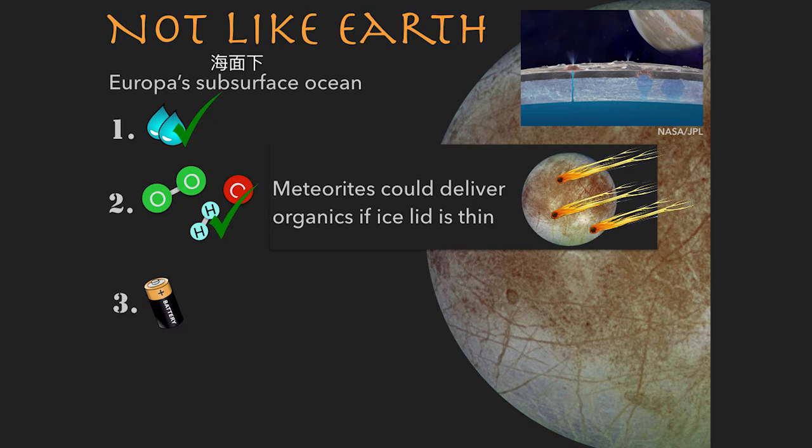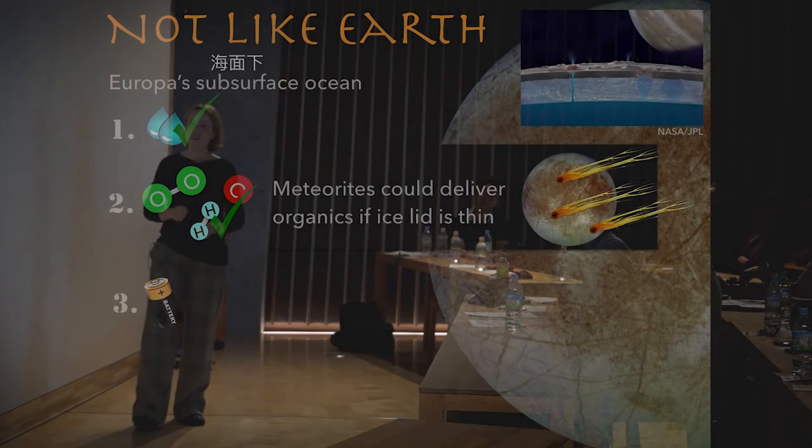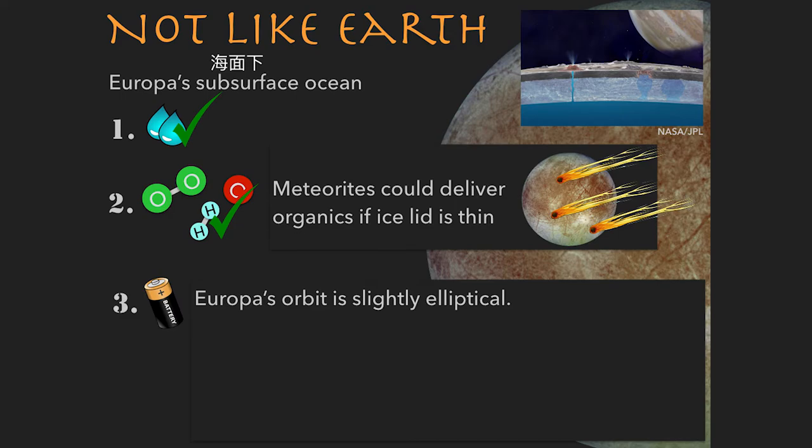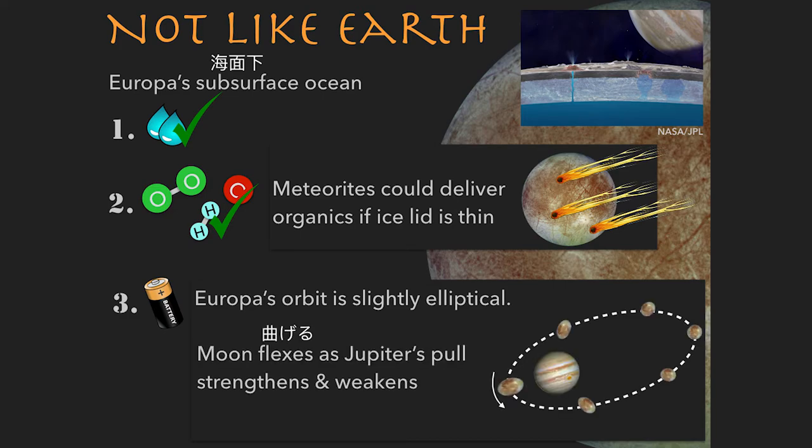How about energy? Well, Jupiter's an awfully long way away from the sun. It's not going to be receiving much sunlight. However, it turns out to have an alternative energy source. Europa's orbit is slightly elliptical due to the pull from neighboring moons Io and Ganymede. And this means that it comes closer to Jupiter and then it moves a bit further away.